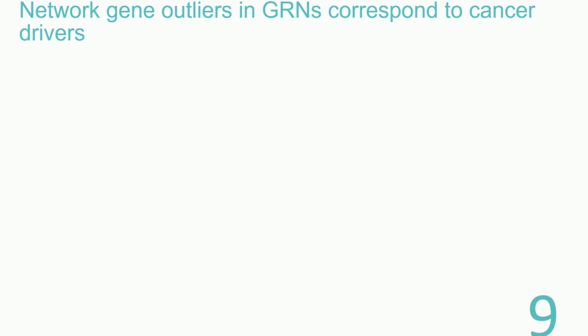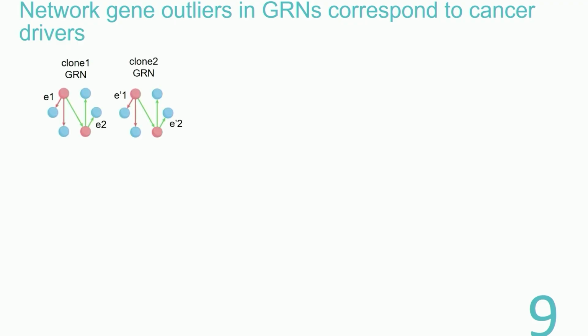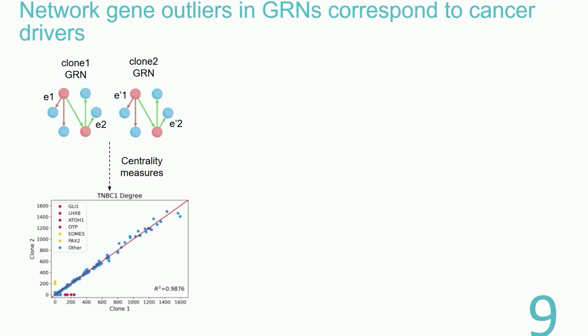And further on, we wanted to look into what we can really find if we apply network centrality measures. So if we had the clone-specific GRNs, clone 1 and clone 2, and applied some centrality measure, in this case we considered degree centrality, we noticed that a lot of the genes involved in these 2 GRNs actually had very similar degree centrality measures, but then we also had a couple of outlier genes. And what we could find was that some of these genes that popped up were intensively involved in pathways related to progression of triple-negative breast cancer.